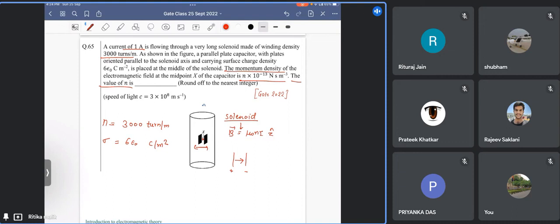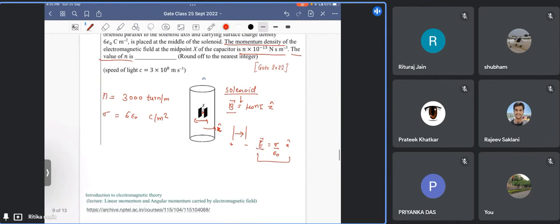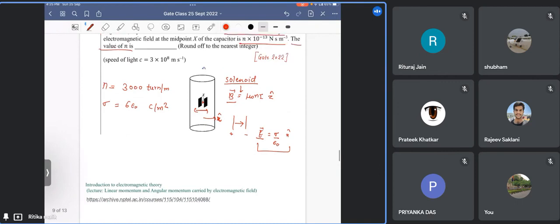So if I take this as the x-axis, our electric field is going to be, let's say, in the x cap direction. And it is the electric field created by the parallel plate capacitor, which is sigma upon epsilon naught. So we are given the magnetic field, we are given the electric field, and we have to calculate the momentum density. The momentum density P is given by S vector by c square, where S vector is the Poynting vector, which is E vector cross B vector by mu naught.